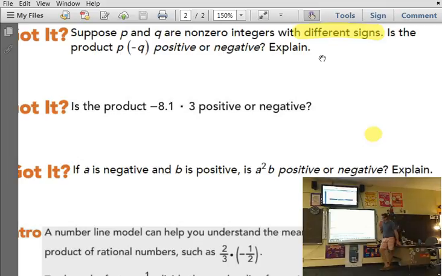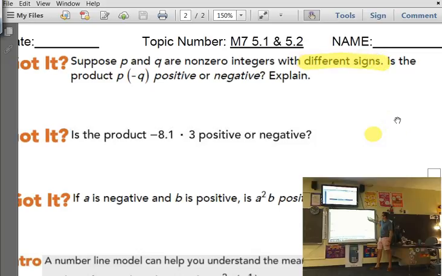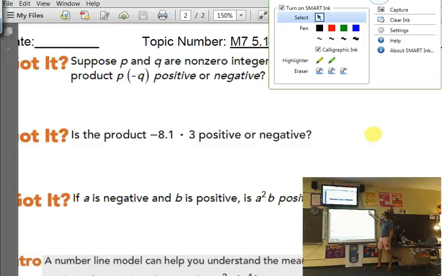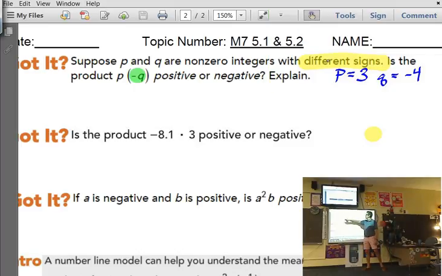So let's make P and Q then. If they're going to tell us P and Q have different signs, let's just make it easy. Let's say P is 3, and Q, let's make negative 4. They have different signs. Now it says, is the product of P times... what is that? How would you say that? What do we do with that?